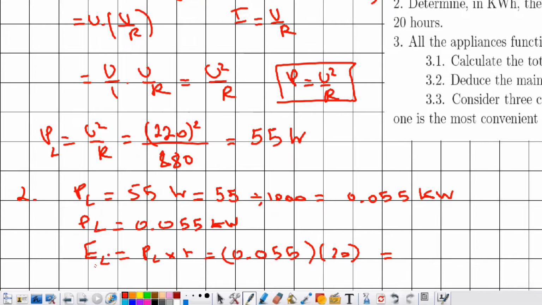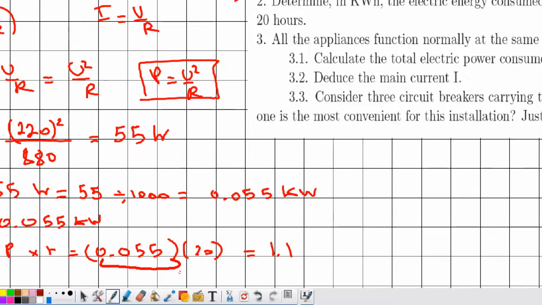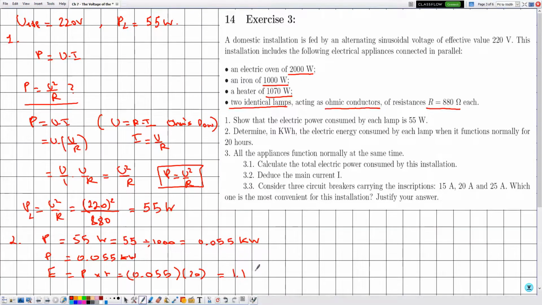Here L stands for the lamp, and it's not important to write the subscript L. We can remove it, for example. So it's given by 1.1. Since this is expressed in kilowatts and this is in hours, the unit of the consumed energy in 20 hours is E = 1.1 kilowatt hours.